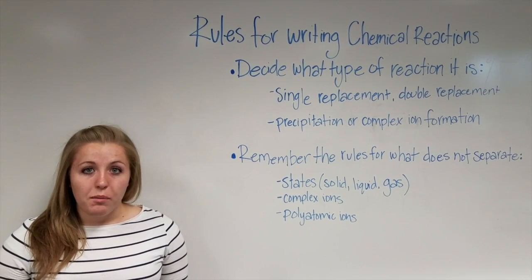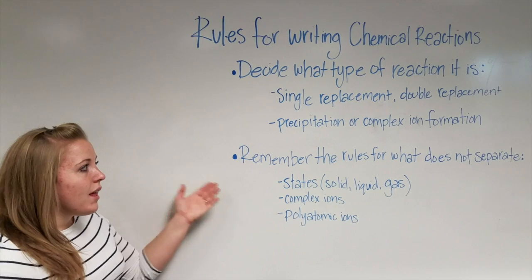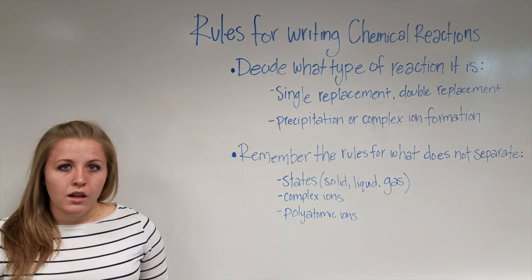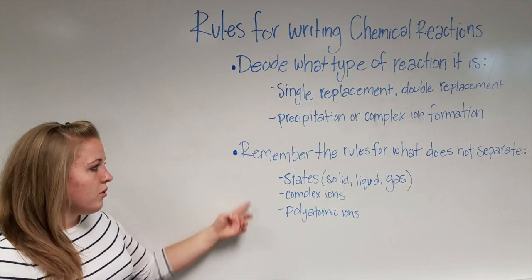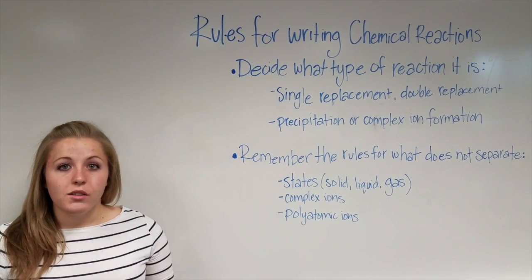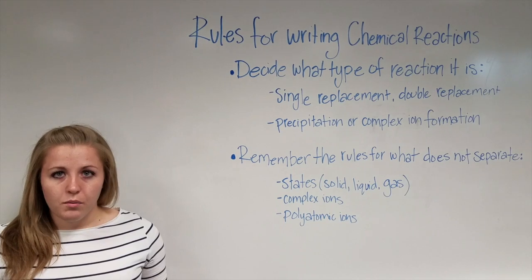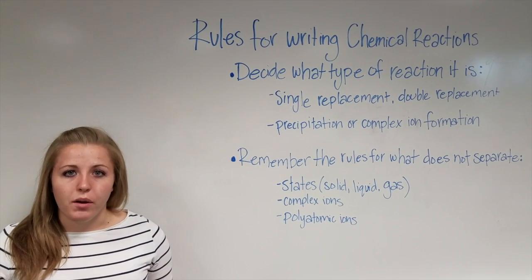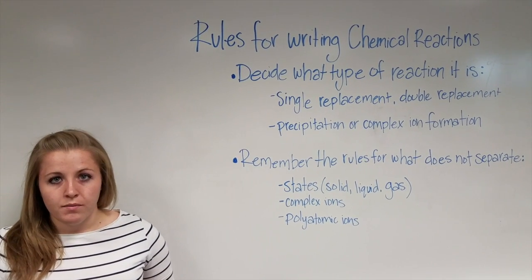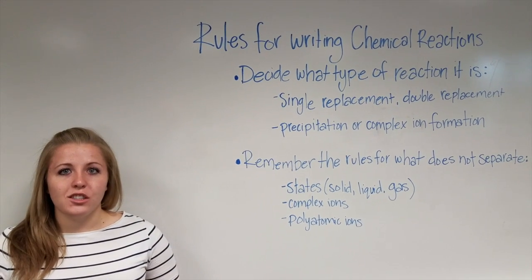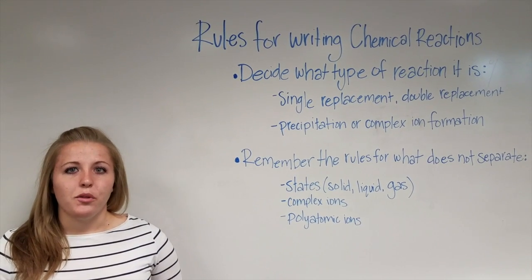Once we figure out what type of reaction we're dealing with, we then need to remember the rules for what does not separate in a balanced chemical equation. Things that do not separate include states, which are solid, liquids, or gases, complex ions, or polyatomic ions. Pretty much everything else is going to separate when writing a balanced chemical equation. Now that we know the basic rules, we are now ready to actually write and practice our balanced chemical equation writing skills.